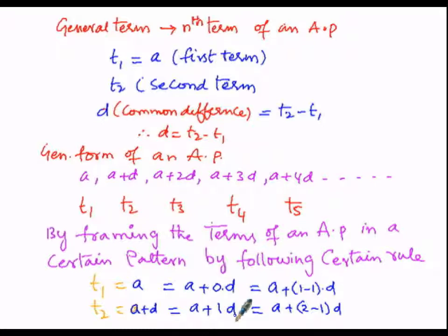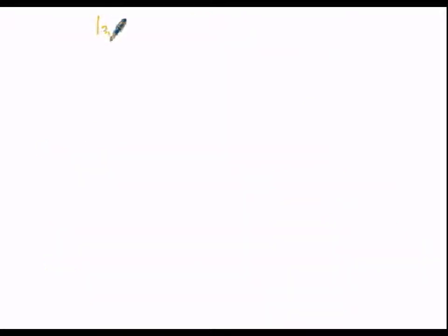Then now the third term is A plus 2D. In order to get the third term, it is written as A plus 2D, whereas this can also be written as A plus, since this is the third term, from 3 when we subtract 1, we will get the coefficient as 2, so A plus 3 minus 1 into D.